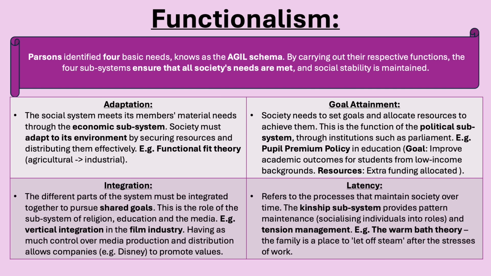So an example of this is functional fit theory, for how society used to be an agricultural based society, but then as people moved towards the cities and the industrial revolution happened, society also moved with it. It's like your family structures, your work, they all adapted to fit this new way of life. The G stands for goal attainment, so society needs to set goals and allocate resources to achieve them. This is the function of the political subsystem through institutions such as Parliament.